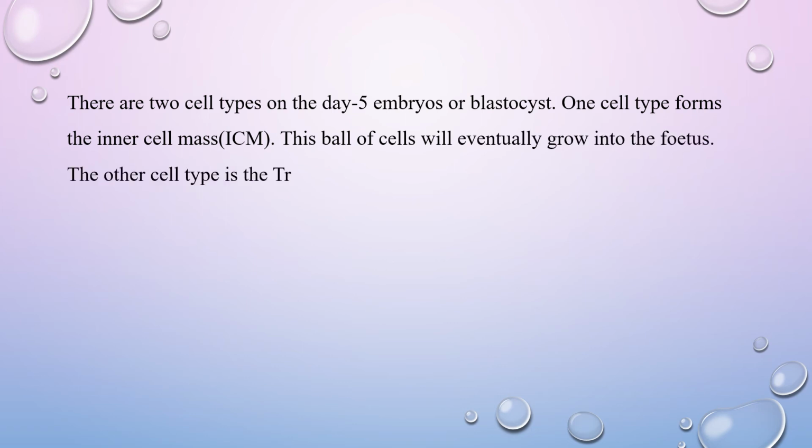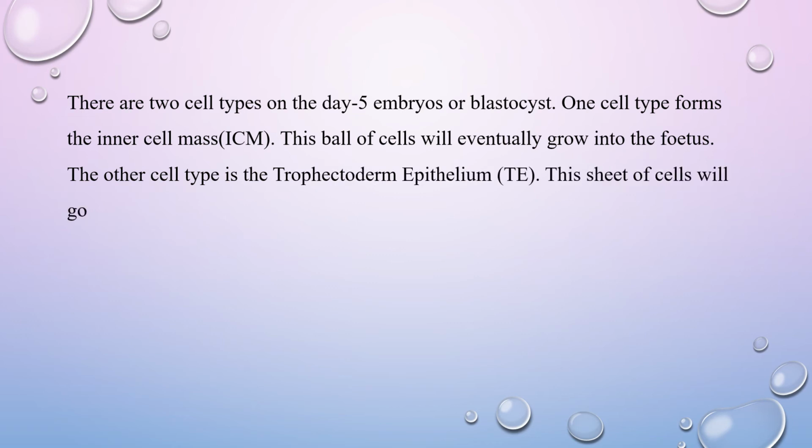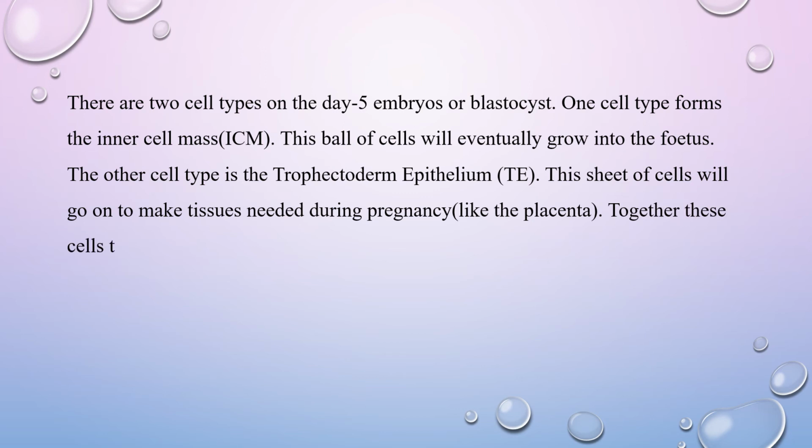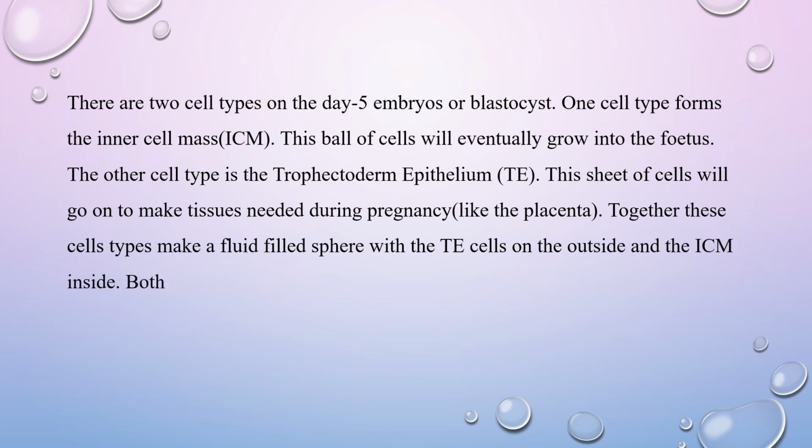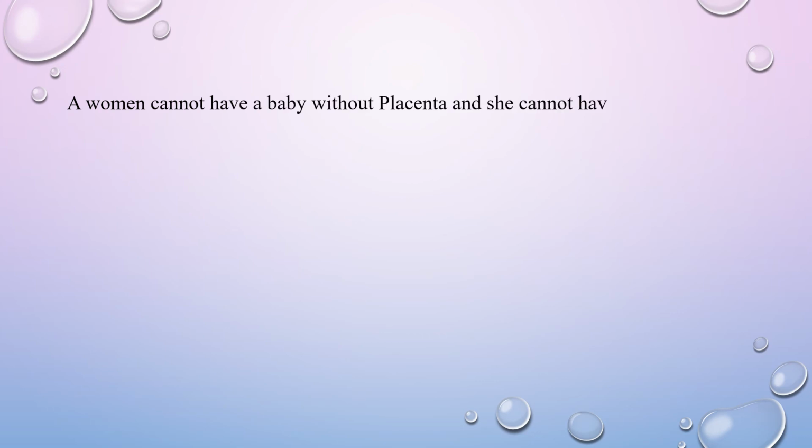The other cell type is the trophectoderm epithelium. This sheet of cells will go on to make tissues needed during pregnancy, like the placenta. Together, these cell types make a fluid-filled sphere with the TE cells on the outside and the ICM inside. Both cell types are necessary to establish a healthy pregnancy. A woman cannot have a baby without a placenta and she cannot have a pregnancy without a fetus.